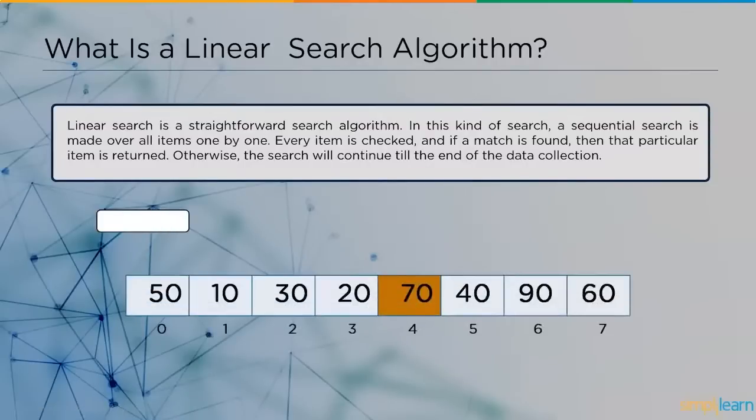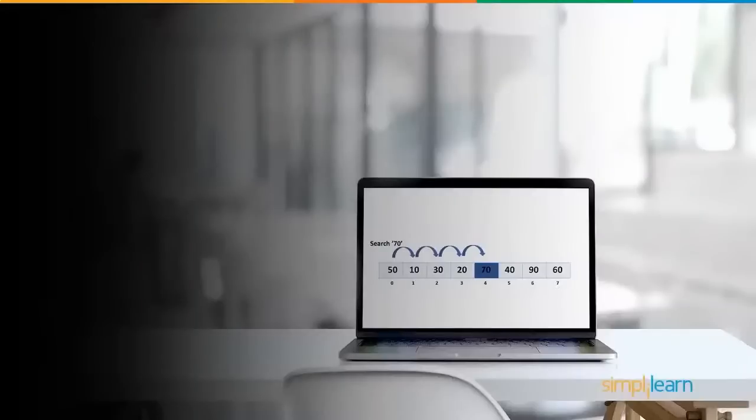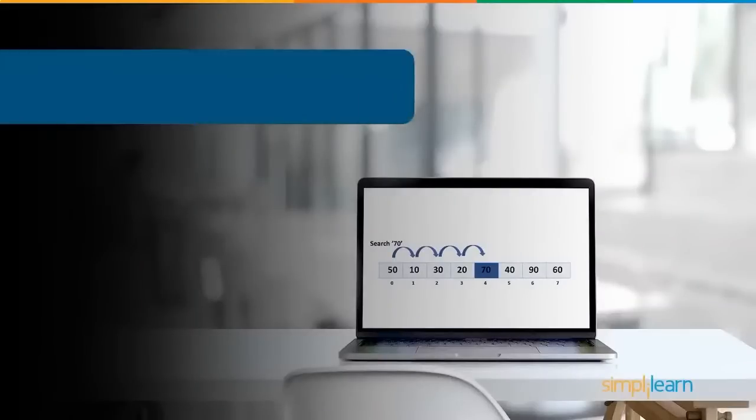Let us go through an example for a better learning experience. On my screen, we have the following elements: 50, 10, 20, 30, 70, 40, 90, 60 as randomly distributed elements. Let us imagine that our target element is 70. We found that our target element was 70 using the linear search strategy. So, how does it work? In the next segment, we will look into the working of the linear search algorithm.